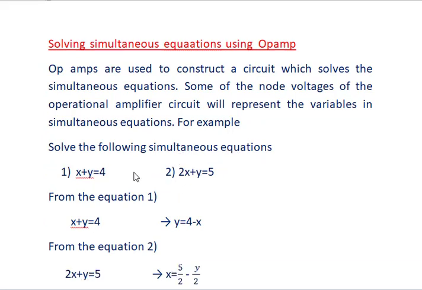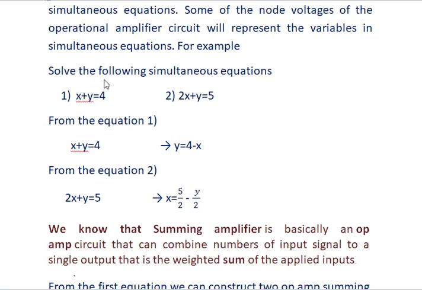For example, we can solve the following simultaneous equations. There are two equations. The first equation is x plus y equal to 4. The second equation is 2x plus y equal to 5. From the first equation, x plus y equal to 4, we are taking y. Y is equal to 4 minus x.